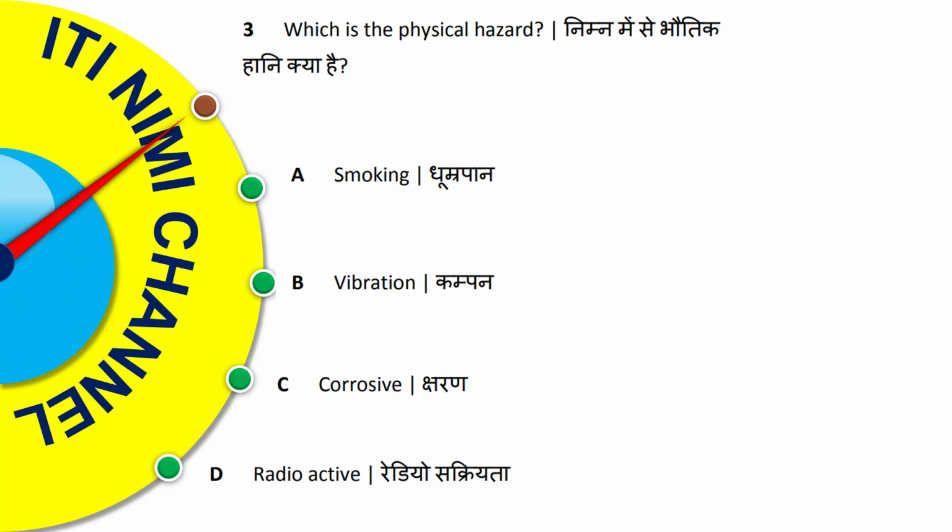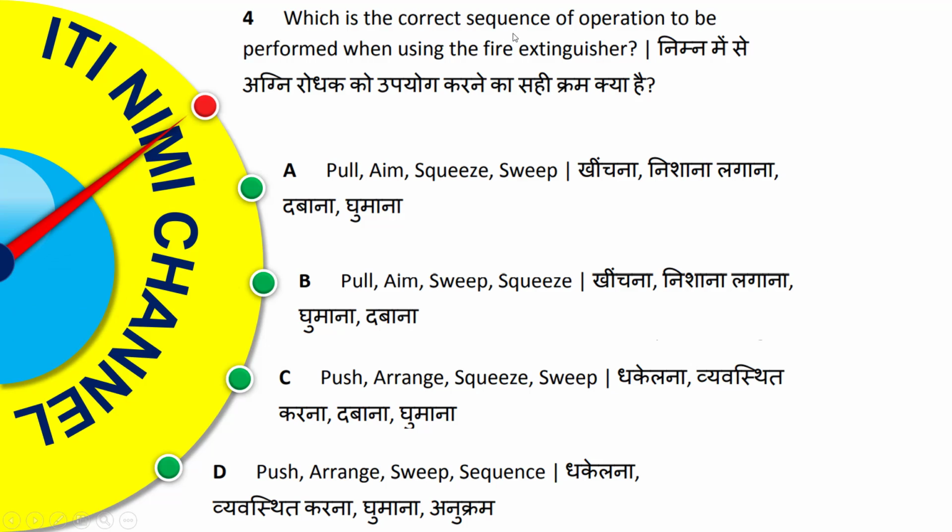I will ask this question again. Which is the physical hazard? Smoking, vibration, corrosive, radioactive. The answer is vibration. Which is the correct sequence of operation to be performed when using the fire extinguisher? Option A, pull, aim, squeeze, sweep. Pull, aim, sweep, squeeze. Push, arrange, squeeze, sweep. Push, arrange, sweep, sequence. The answer is pull, aim, squeeze, sweep.